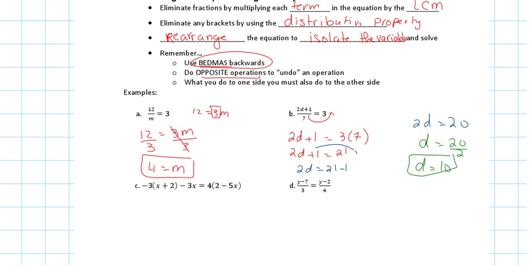If I plug in 10 here, 2 times 10 is 20. 20 plus 1 is 21. 21 over 7 is 3. So first I got rid of that division by 7. Then I got rid of that addition of 1. Then I divided by that 2. The last thing you want to get rid of is your coefficient, the coefficient of the leg.